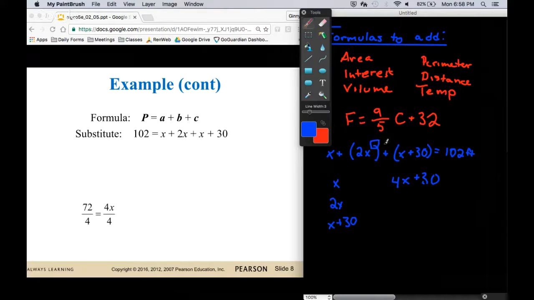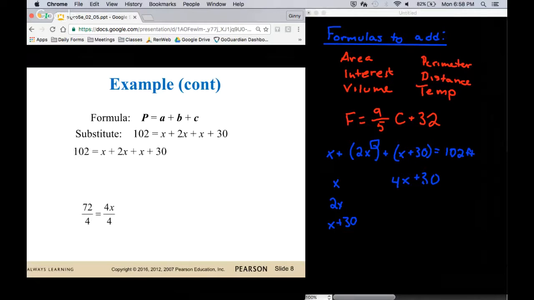If an exponent would change, it's not a like term. So you have 4x plus 30 equals 102. Okay, and then you guys know what to do from here. You would subtract 30 from both sides, and then you would divide by 4. All right. So next thing you would have to think about is, can 72 over 4 be reduced? And it can. So x equals 18.